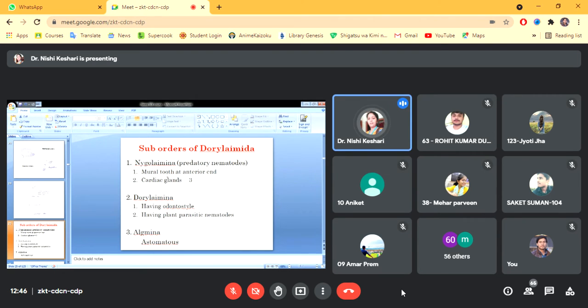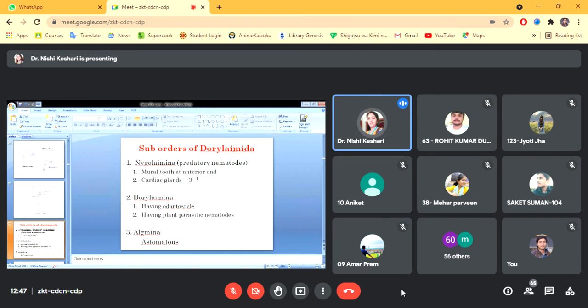I told you that in this group they have either a mural tooth, an odontostyle, or are ostomatous, meaning they do not have a stoma. The ostomatous ones are grouped into the Alaimina suborder. Those having odontostyles are grouped into Dorylaimina. These are the plant-parasitic nematodes which have odontostyles. Through odontostyles, they puncture the plant cells and feed on them. Nygolaimina have a mural tooth, so they can predate on other nematodes or other microorganisms.